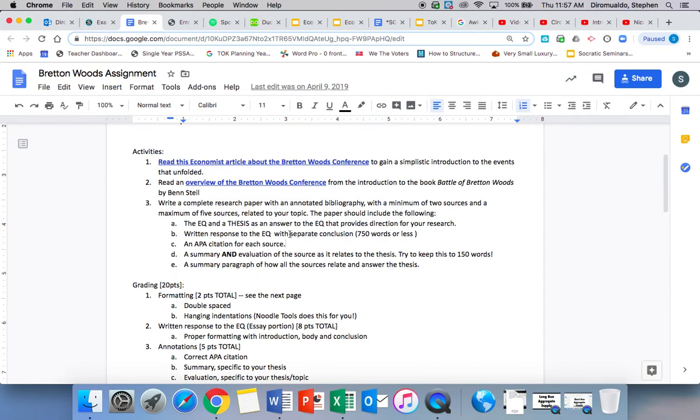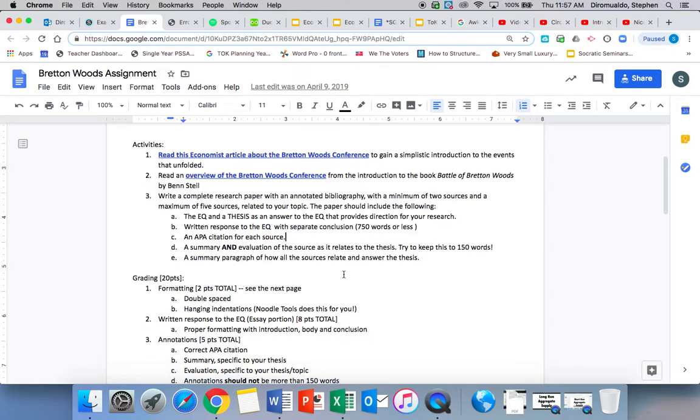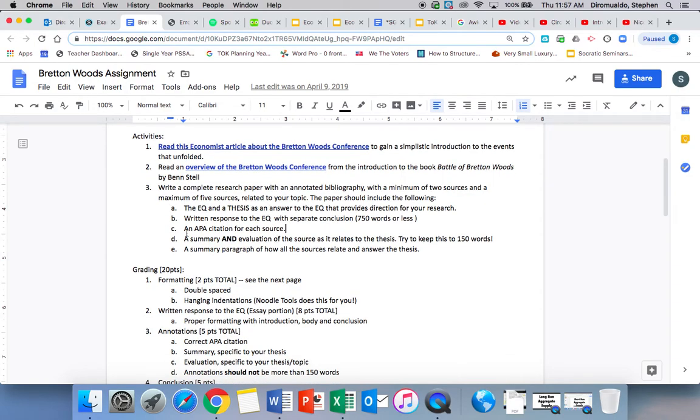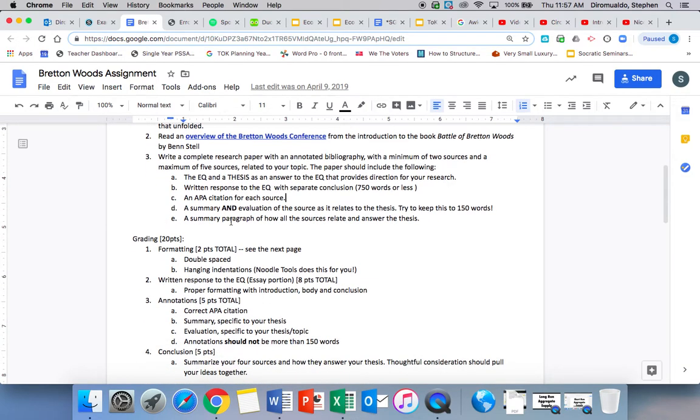Part B, written response to the EQ with separate conclusions, 750 words or less. This is a short essay, but I basically just don't want you to forget skills that you learned throughout most of your history classes. I'm asking for APA citation, which is not normal for this type. If you'd like to use Chicago because this is a research paper, you're more than welcome to. But because we're in econ, we are technically a science, and therefore APA citation is what is usually required. Following that, a summary and an evaluation of the source as it relates to the thesis, so try to keep it to 150 words or less.